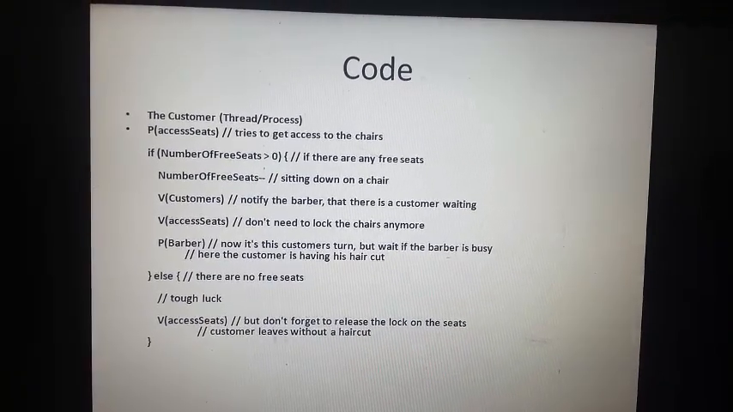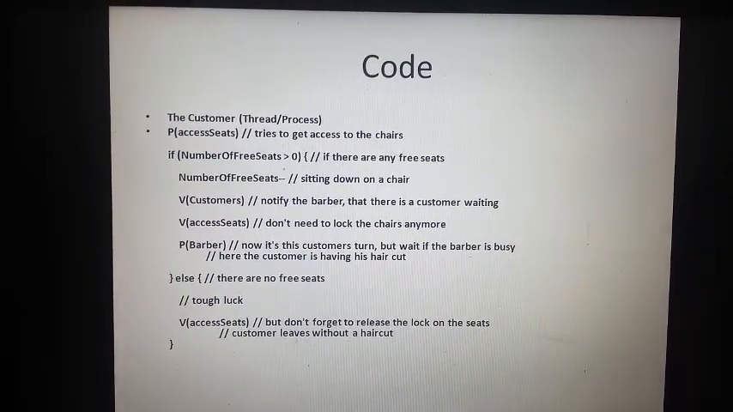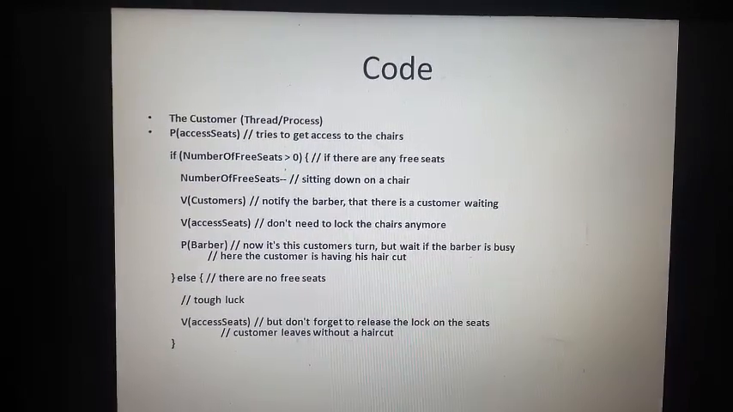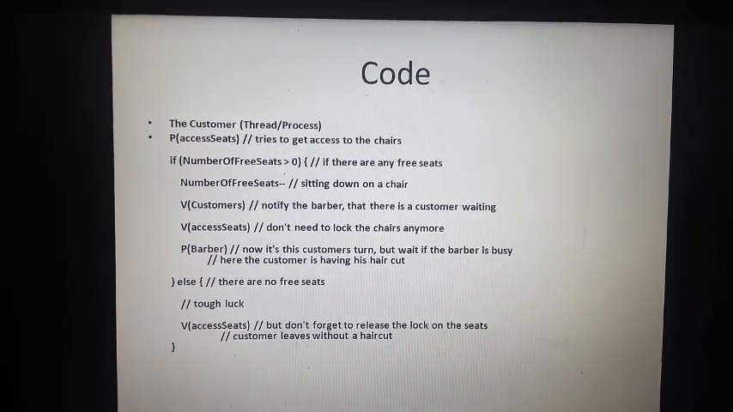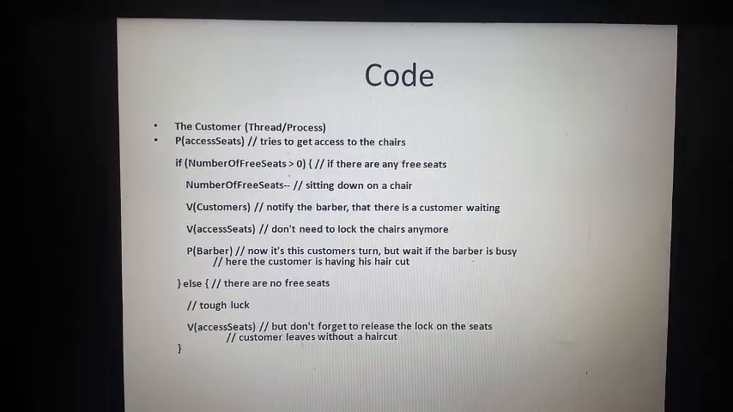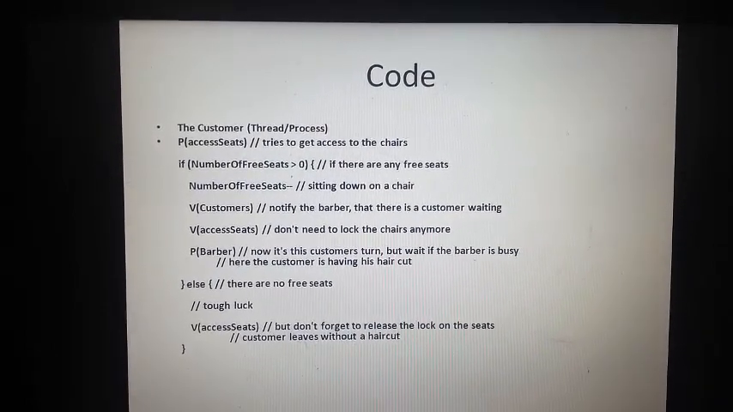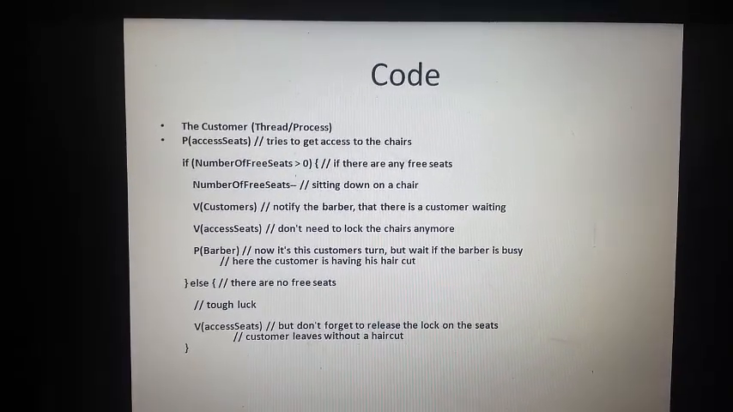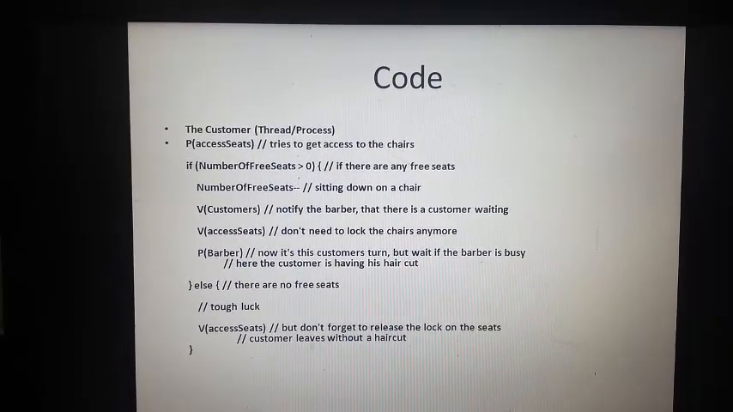The customer now calls P of barber, that is, he tries to get exclusive access of the barber to cut his hair. The customer gets a haircut from the barber, and as soon as he is done, the barber goes back to sleep if there are no more customers or waits for the next customer to alert him. When another customer arrives, he repeats the above procedure again. If the barber is busy, then the customer decides to wait on one of the free waiting seats. If there are no customers, then the barber goes back to sleep. This is the entire explanation of the whole procedure of the sleeping barber problem code using semaphores.